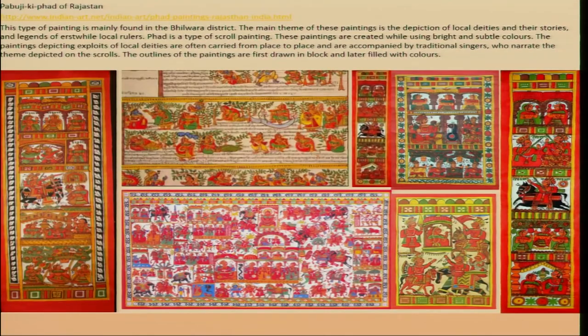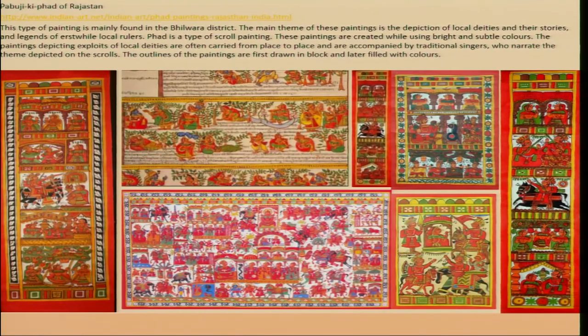This type of painting is mainly found in the Bhilwara district of Rajasthan. And the theme of this painting is to depict the sagas of the local heroes, and the legends and the story of their victory and bravery, to establish a certain kind of respect for all these people, and to encourage and inspire people in many different ways. These paintings are usually made using bright and subtle colors.